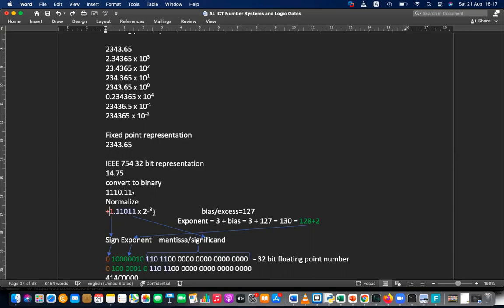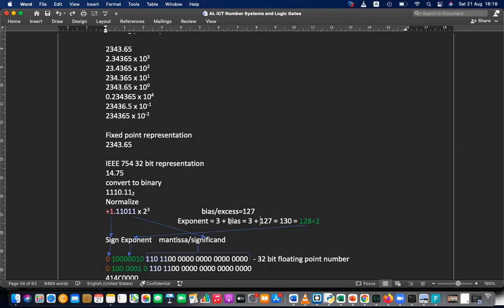So that is the reason. In case you get a negative power, how do you remove that? Add a positive value. Let's say you get negative 3 here. By adding 127, it will become positive 124. 127 plus negative 3 will be positive 124. So that's why bias is added. In case you get a negative power, you can convert that to positive. Anyway, you can write that as 127 plus 3.